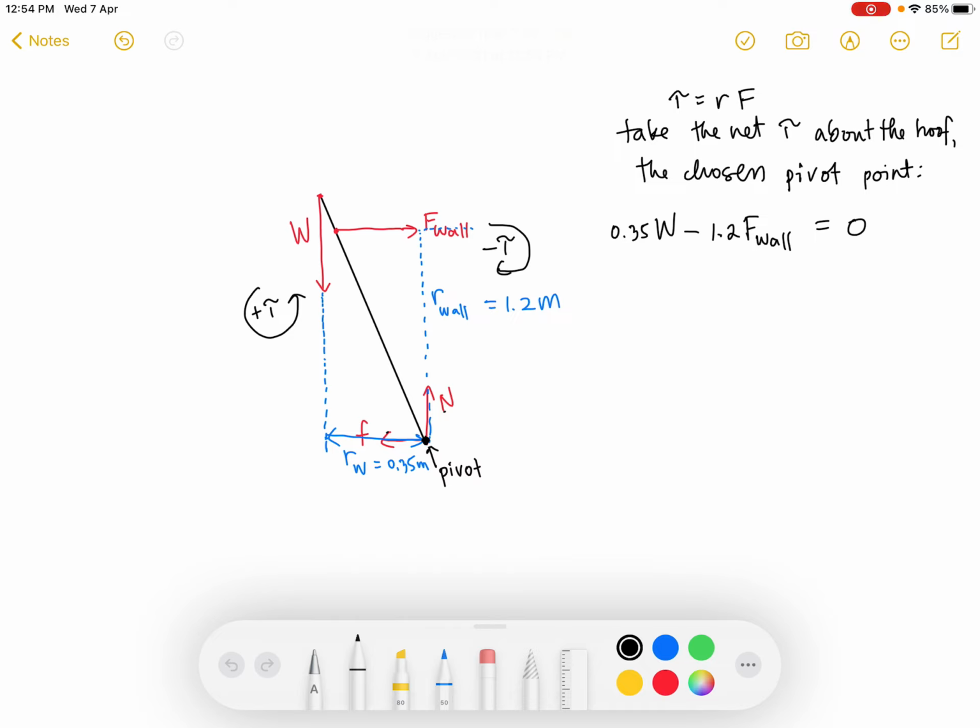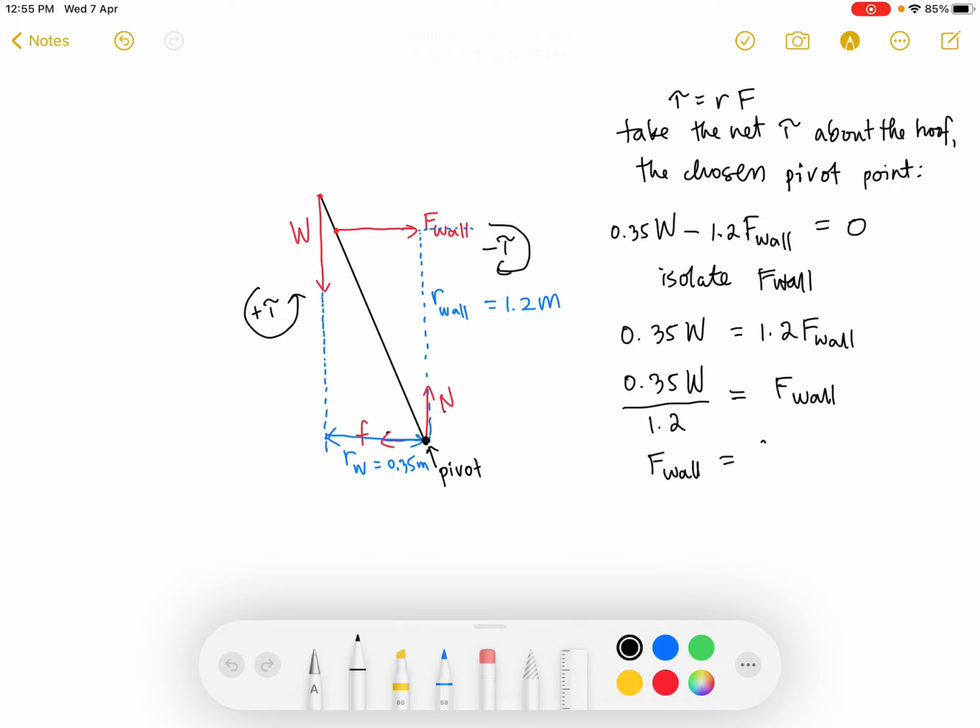We are being asked to find the F wall, the force exerted by the wall. So we go ahead and rearrange this equation to isolate F wall. If I add 1.2 times F wall to both sides of the equation, then I have 0.35 W on one side and 1.2 F wall on the other side. I now divide both sides by 1.2. I have 0.35 W divided by 1.2 on one side, and that's equal to F wall. I just flip this so that F wall is on the left hand side.